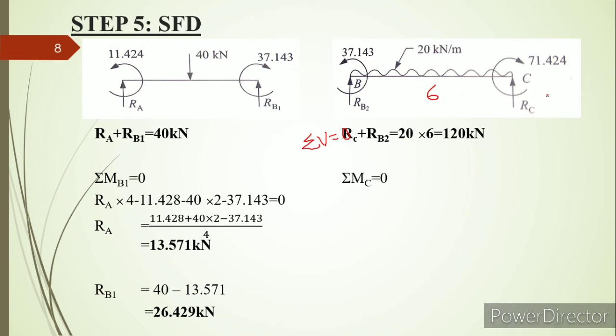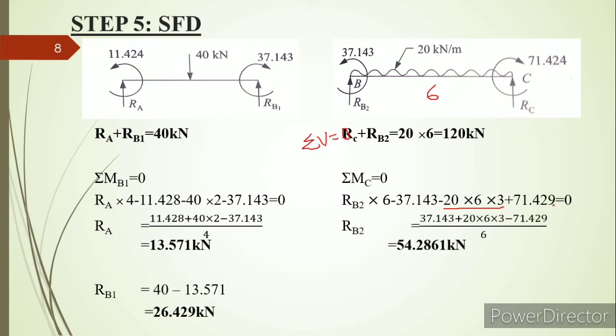Similarly, take moment about the point C equal to 0. Sigma MC equal to 0 is equal to RB2 into 6 minus 37.143, since it is an anti-clockwise direction, minus 37.143, minus 20 into 6 into 3, the moment due to the UDL of 20 kilonewton per meter. Plus 71.424, which is a clockwise moment. Therefore, from this we get the value of RB2 is equal to 54.28 kilonewton.